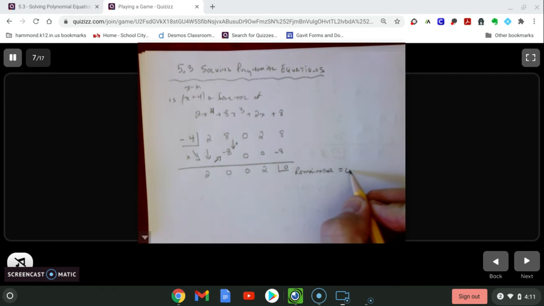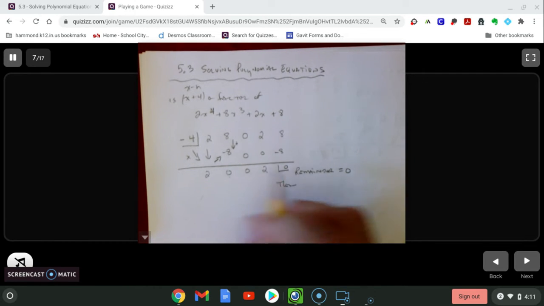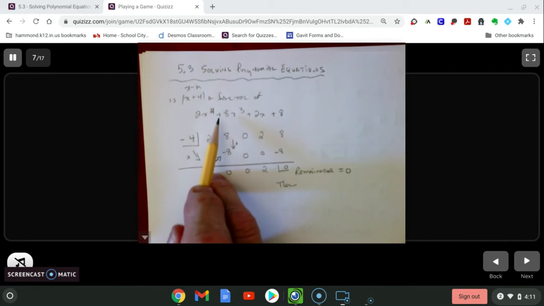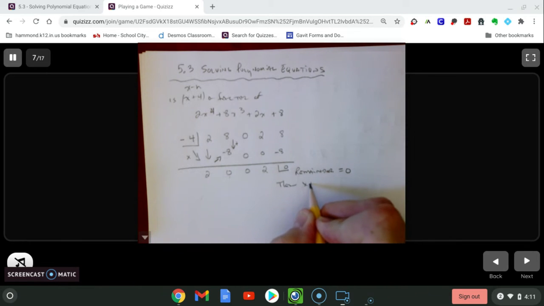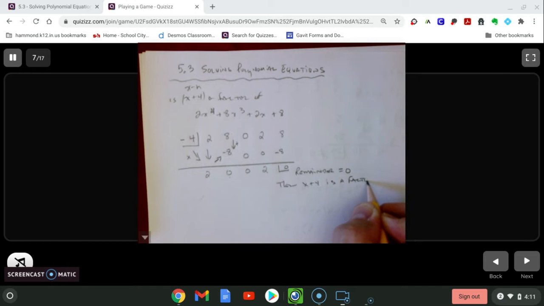So if my remainder equals 0, then that tells me that this is in fact a factor of this polynomial. So this is how we do this. If we're asked to determine a factor, we use synthetic division. We're looking for a remainder of 0.